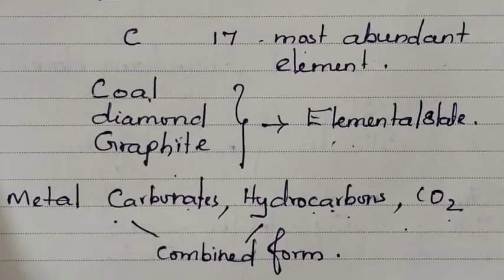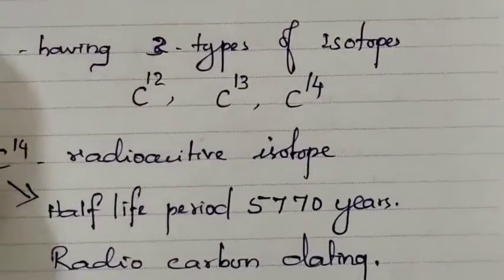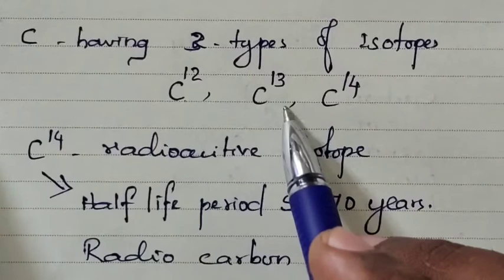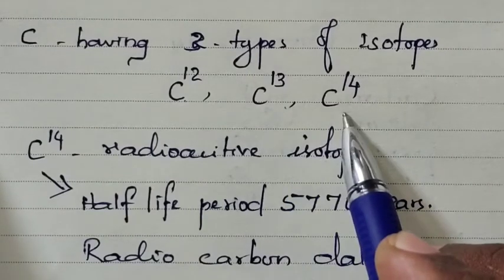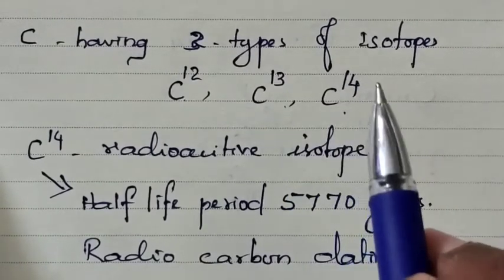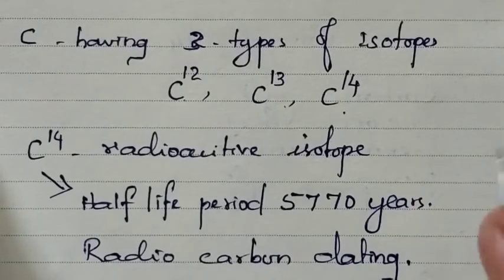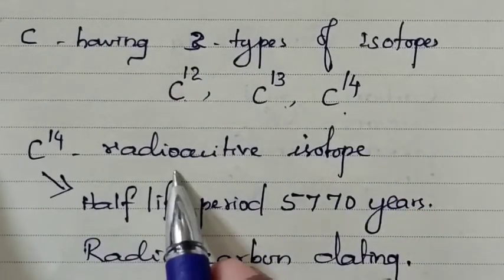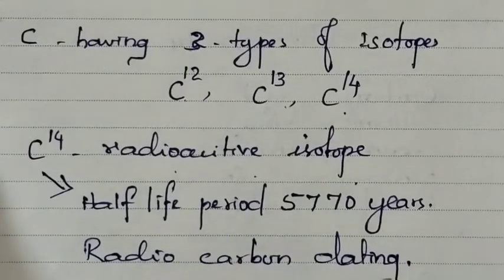Carbon has three types of isotopes: C12, C13, C14. These are the three isotopes of carbon. Among these, C14 is a radioactive isotope.